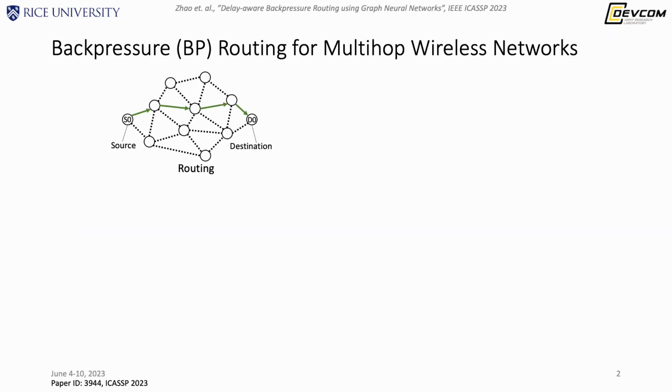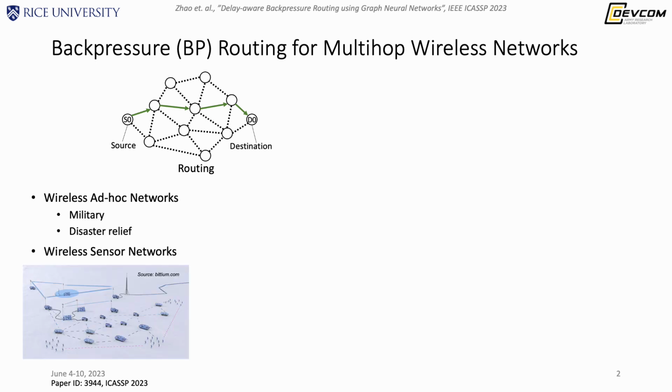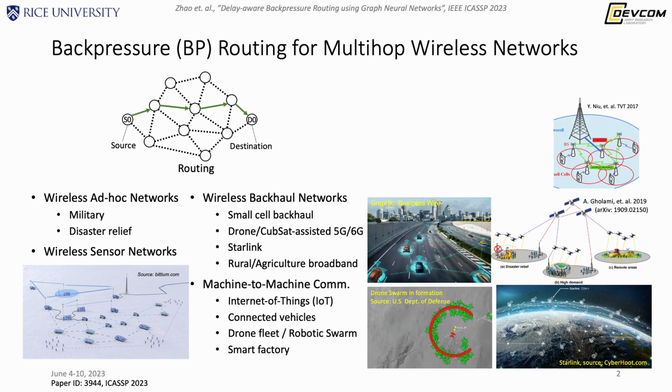Backpressure routing is a routing and scheduling scheme that has been proposed for multi-hop wireless networks. This type of network has been conventionally used in wireless ad hoc and sensor networks, and more recently applied for wireless backhaul networks for 5G and 6G, as well as machine-to-machine communications in the Internet of Things. So it is an important algorithm for modern communication systems.